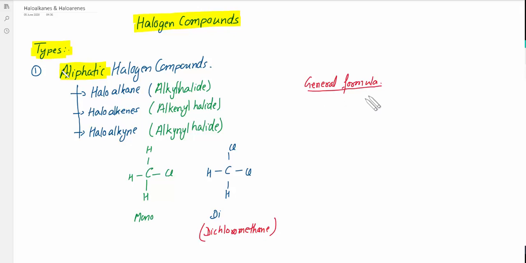Now their general formula for haloalkanes is RX. Now this R represents the alkyl group and X is a halogen group. Now this halogen can be fluorine, chlorine, bromine or iodine. So these are the four elements which may be present there.